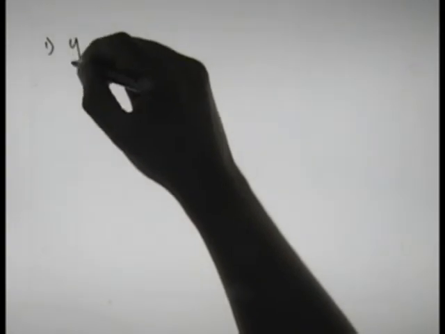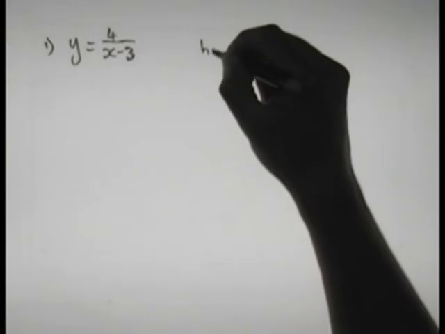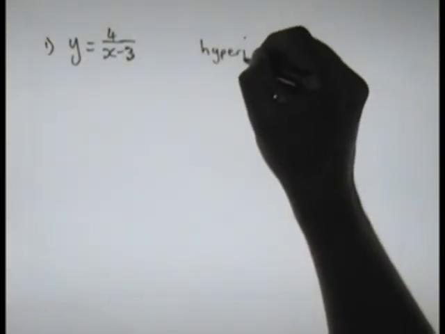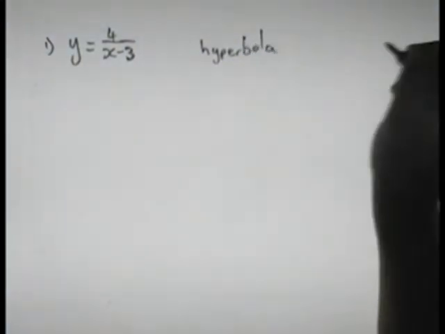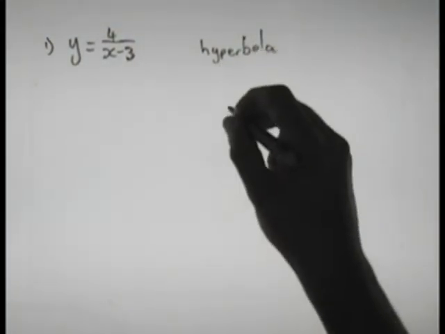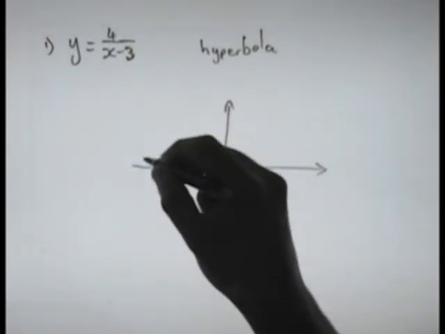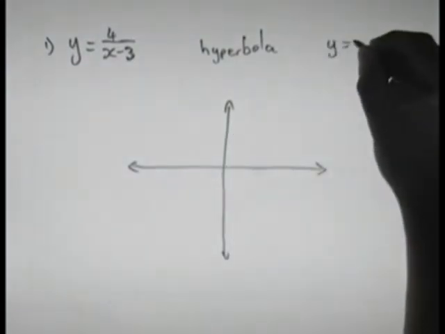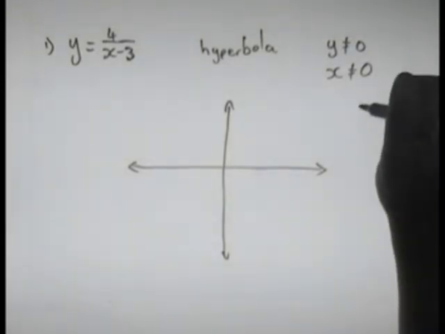The first one I gave you under the x shift read y is equal to 4 over x minus 3. Now, firstly, again, identify the shape. This is a hyperbola, which I don't spell right. This is a hyperbola, which means that the standard graph has 2 asymptotes. The one asymptote is y cannot equal 0, the other asymptote is x cannot equal 0.